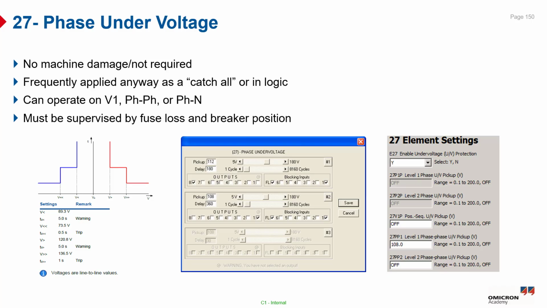The function can operate based on phase-to-phase, phase-to-neutral, or positive sequence voltage measurement, but it must always be supervised by fuse loss detection and pre-composition to avoid false trips. A two-stage protection setup is typically used.